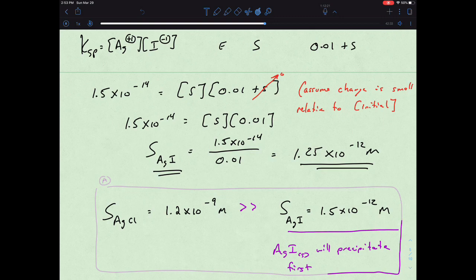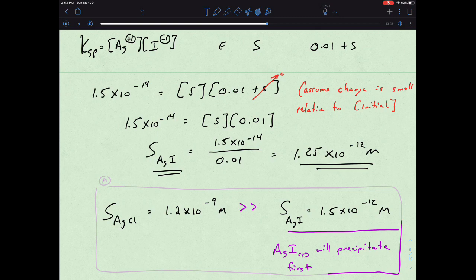As we continue to add more and more silver to the solution, we will reach this threshold of solubility for the silver iodide much faster than we will reach that threshold for the silver chloride. The silver chloride is way more soluble, and so we'd have to add much more silver in order for that particular solid to now start to precipitate out of solution. So that's how we can figure out what will precipitate out first.